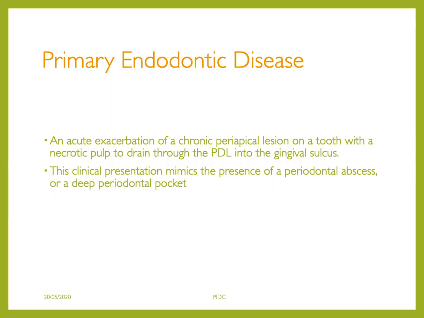First one is primary endodontic disease. An acute exacerbation of a chronic periapical lesion on a tooth with a necrotic pulp may drain through the periodontal ligament into the gingival sulcus. This clinical presentation mimics the presence of a periodontal abscess or a deep periodontal pocket.